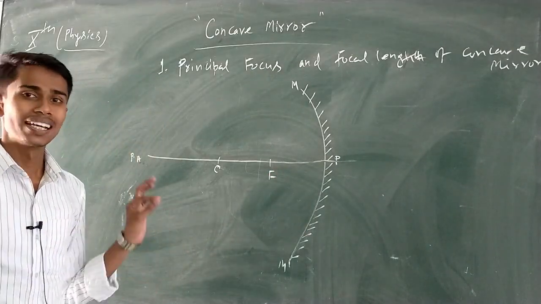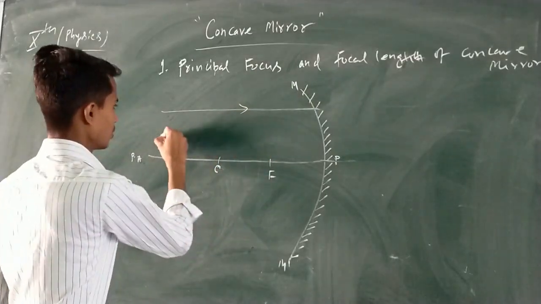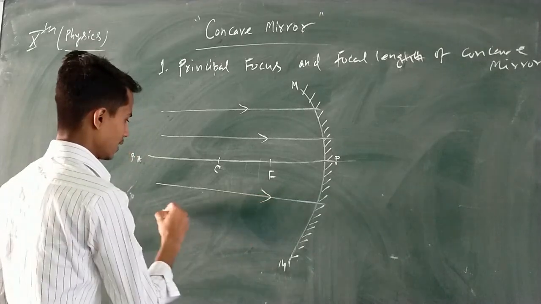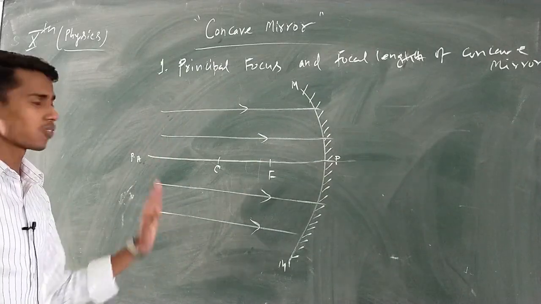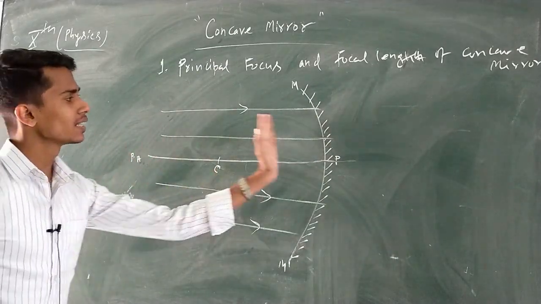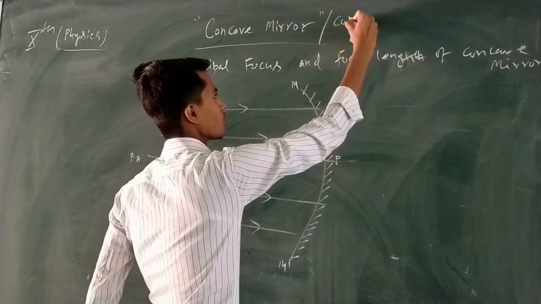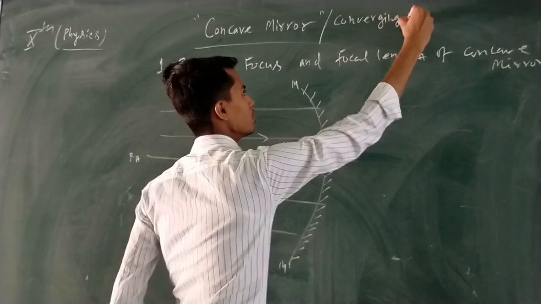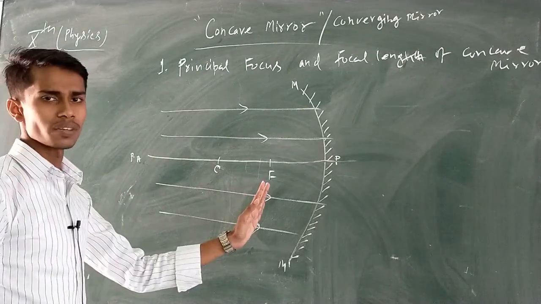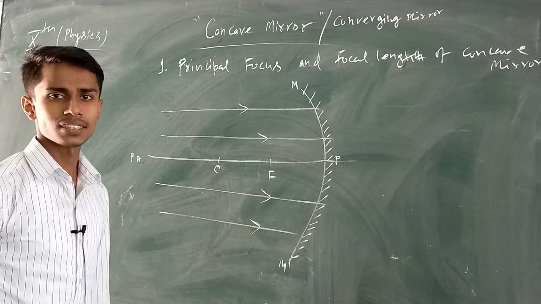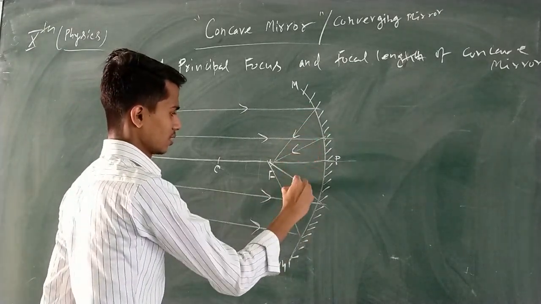Now I am defining principal focus strictly for concave mirror. Consider from a source of light, a parallel beam of light is falling on concave mirror, parallel to principal axis. Concave mirror is also called a converging mirror. Why is concave mirror a converging mirror? You will know. How? We will discuss. In case of concave mirror, any ray of light parallel to principal axis will always converge at a point on principal axis and that point will be the focus.